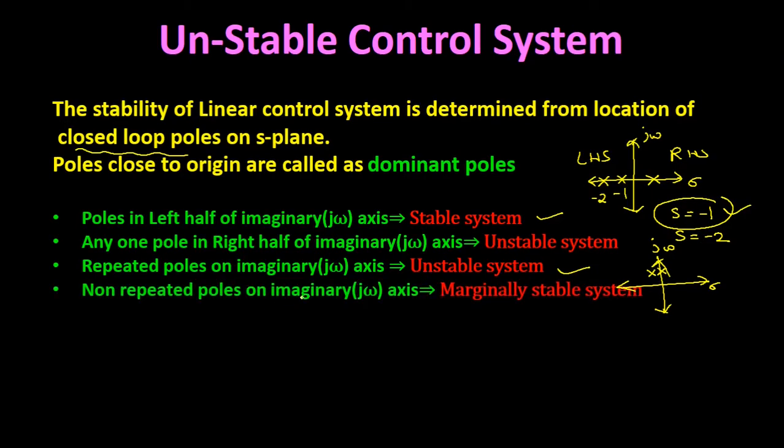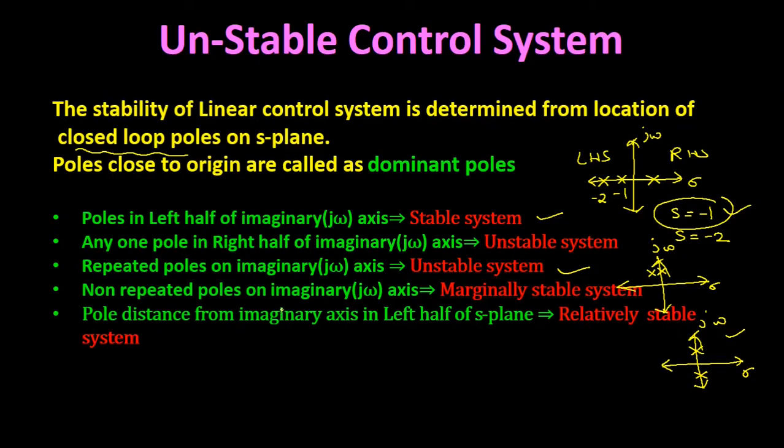And if non-repeated poles lie on the imaginary axis, then that system is called as marginally stable system or critically stable system. Like for example, here one pole is lying on the imaginary axis and here in the negative direction one pole is lying on the imaginary axis. Then this type of system is called as marginally stable system or critically stable system because of this non-repeated poles. If repeated poles is on the j omega axis, then that system is called as unstable system, and the pole distance from the imaginary axis in the left half of S-plane finds the relative stability of the system.